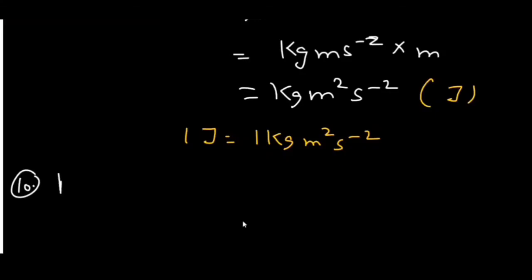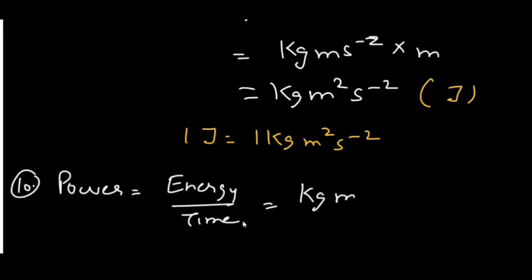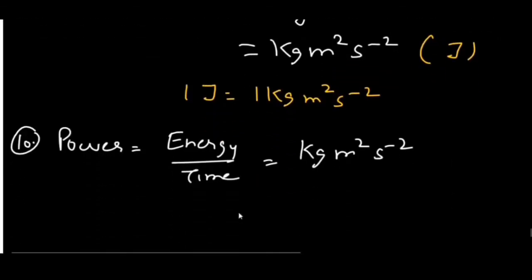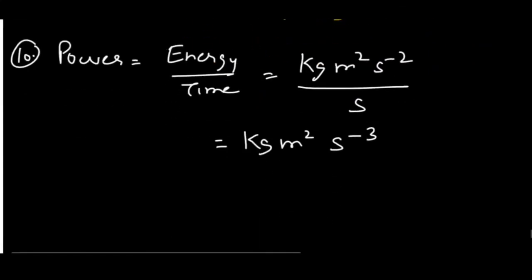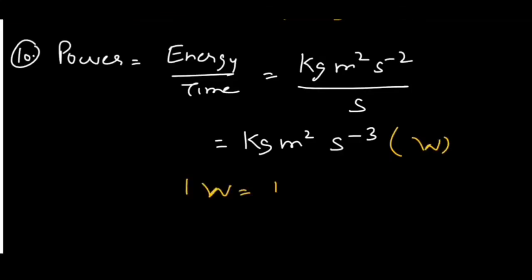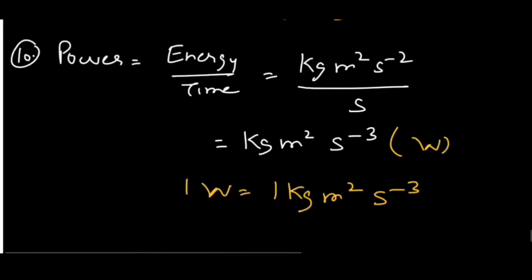In same way, power. We know power क्या है? This is work done per unit time or energy consumed per unit time. So power is energy upon time. The unit of energy is kilogram meter square per second square, same unit as that of work, and time is second. So kilogram meter square per second cube. And we know power is having another unit, that is watt. So 1 watt is equal to 1 kilogram meter square per second cube. So these are derived units.